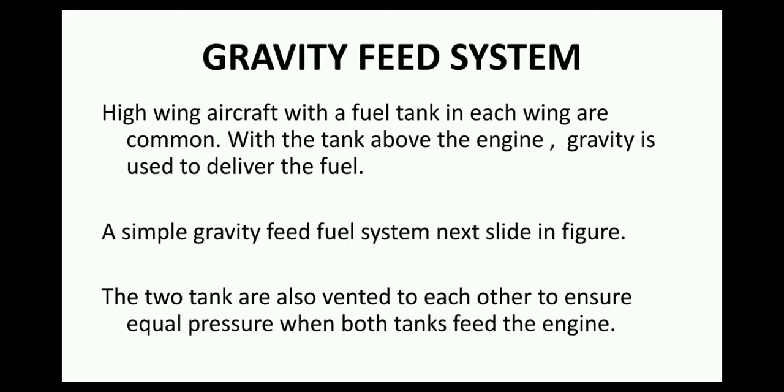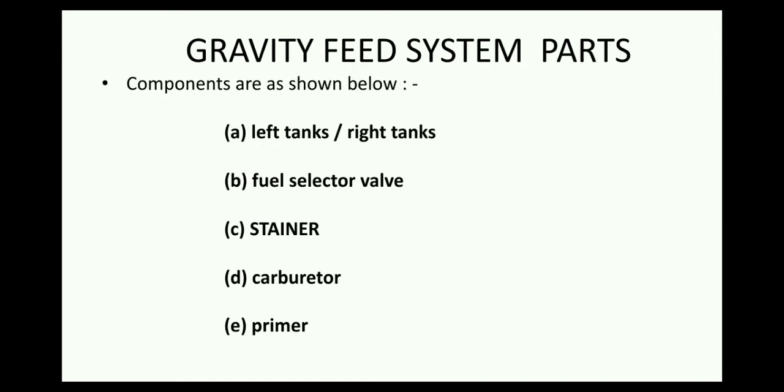Gravity feed system. Gravity feed systems are used for high wing aircraft, with a fuel tank in each wing being common. With a tank above the engine, gravity is used to deliver the fuel, meaning gravity is used for feeding the fuel into the engine. A simple gravity feed fuel system is shown in the next slide. The two tanks are also vented to each other to ensure equal pressure when both tanks feed the engine. So these are the components.